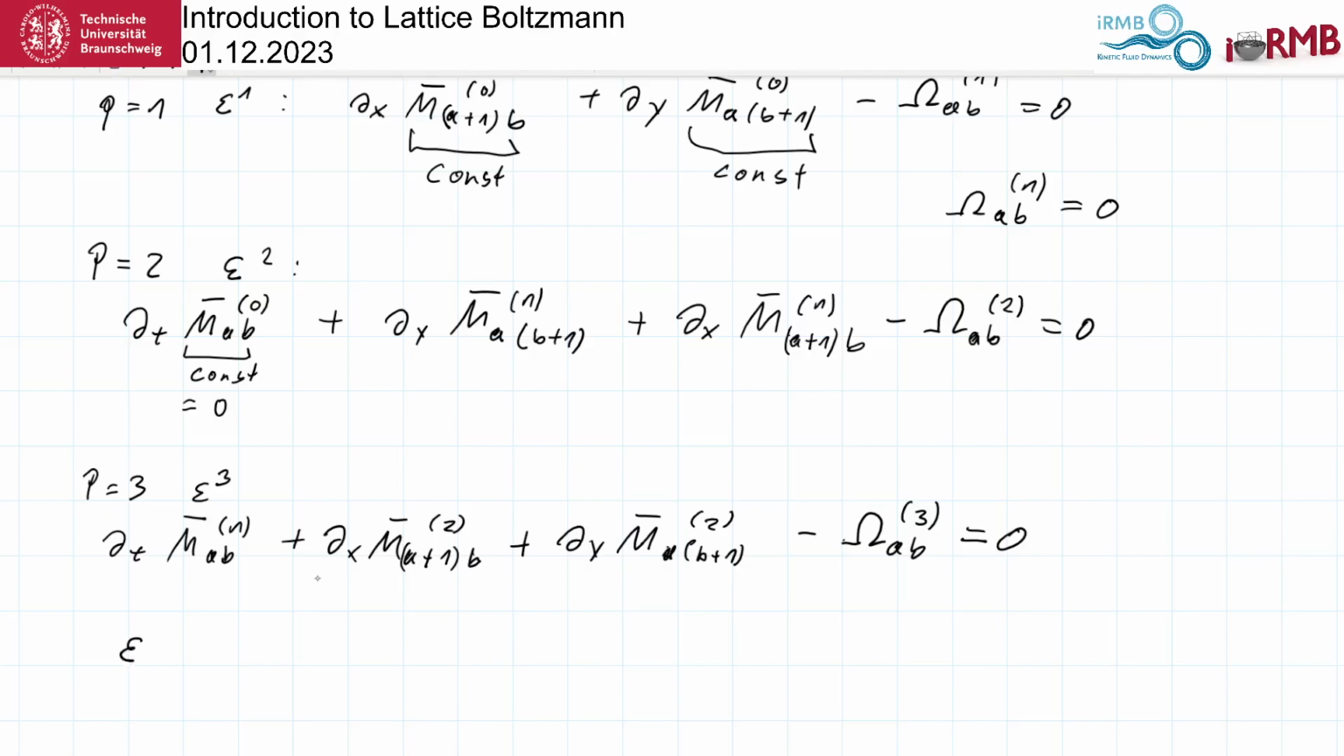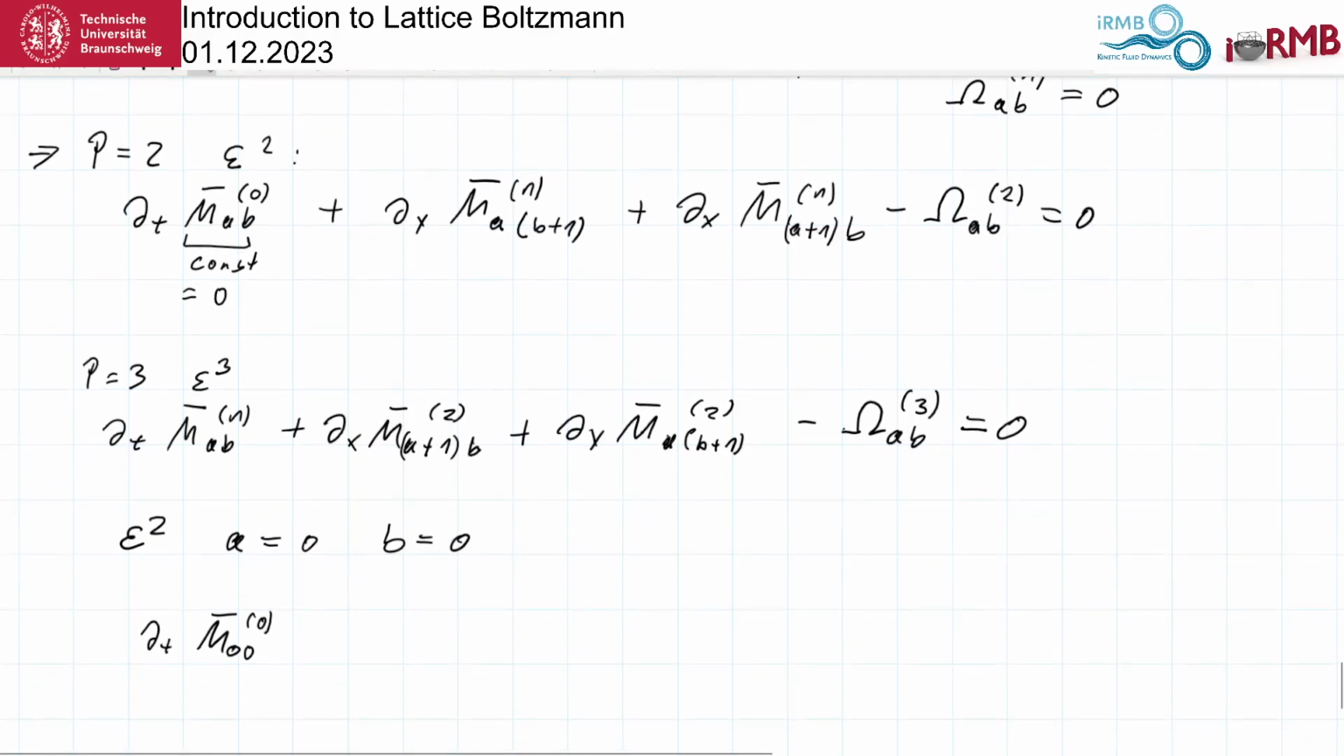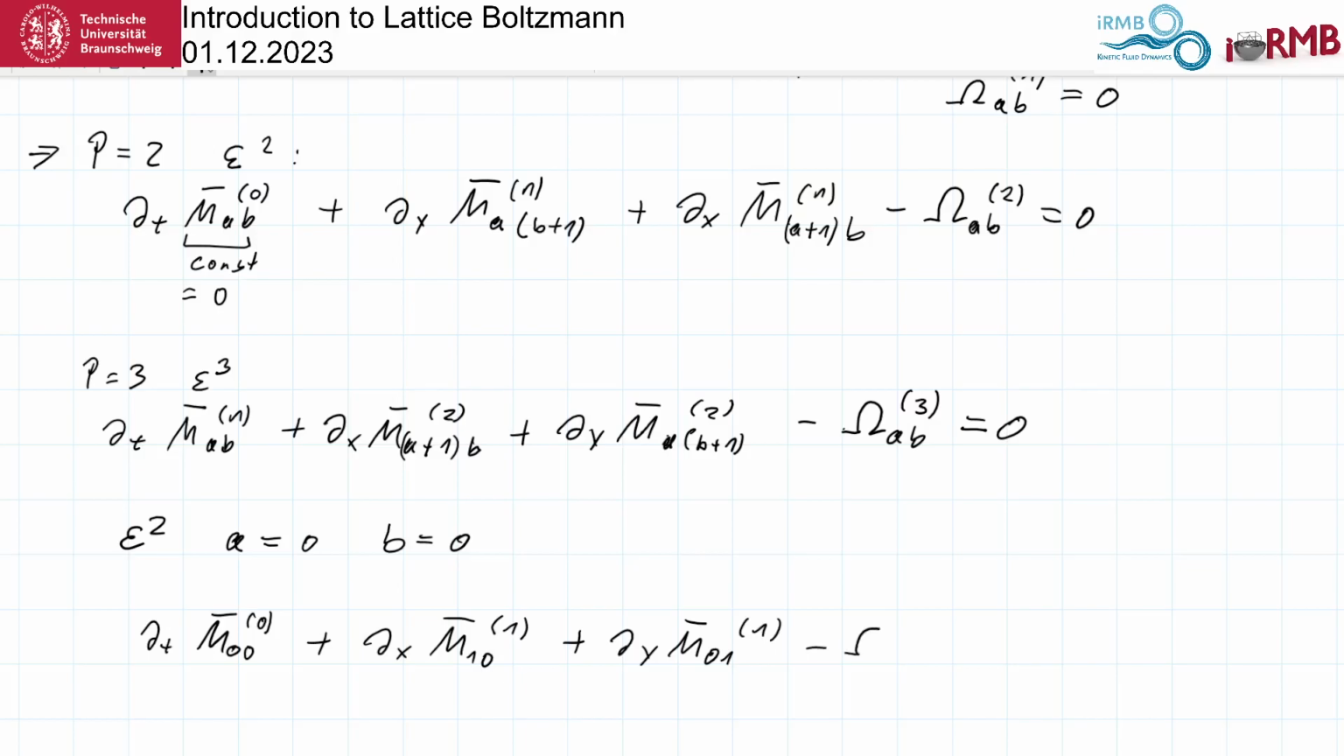So let's be a little bit more specific. We take epsilon to the power of 2 and A equal to 0 and B equal to 0. This means we are looking at this equation up here, which will give us dt m00 to the 0 order, which we've already said is equal to 0, plus dx m10 first order plus dy m01 first order minus omega_00 to the second order.